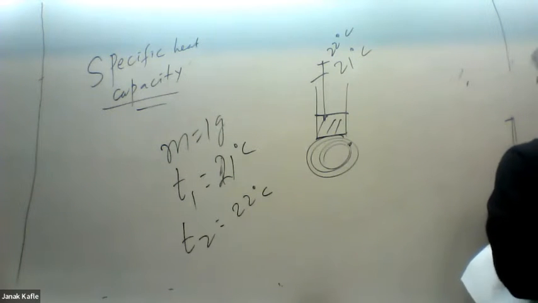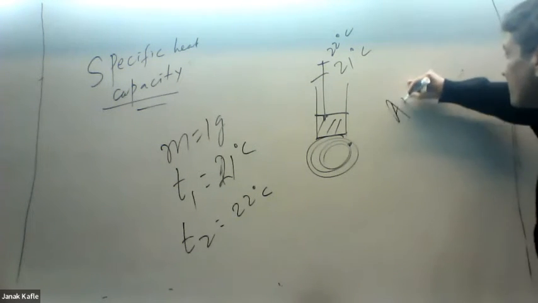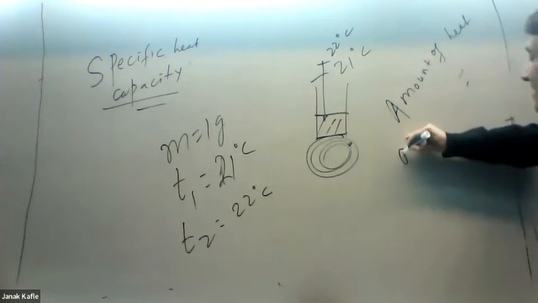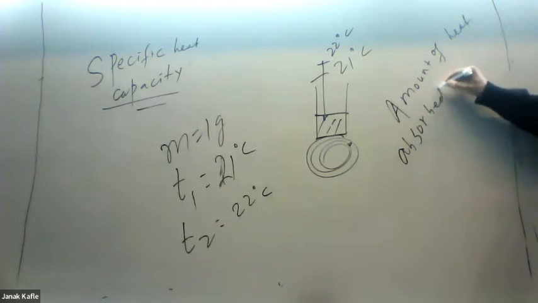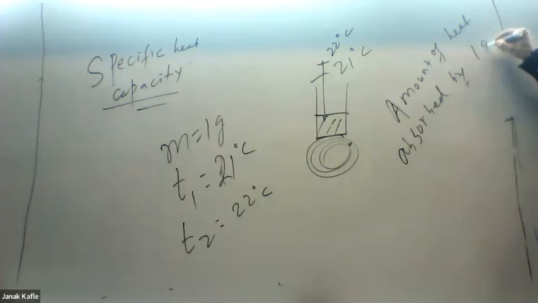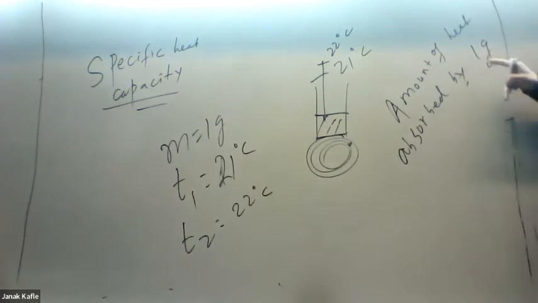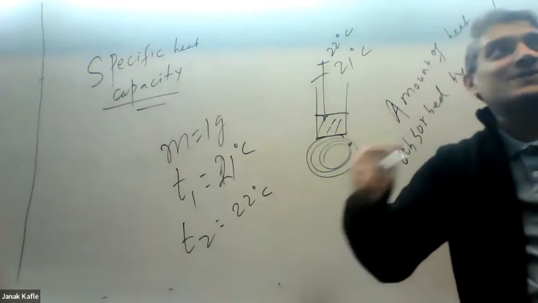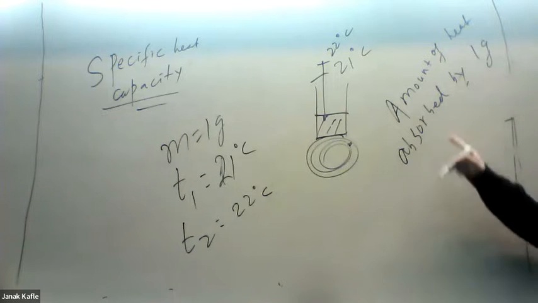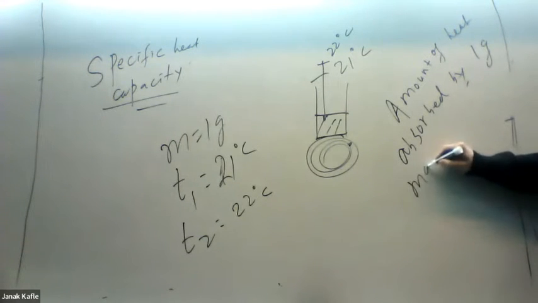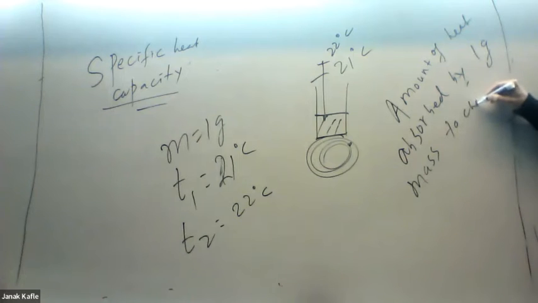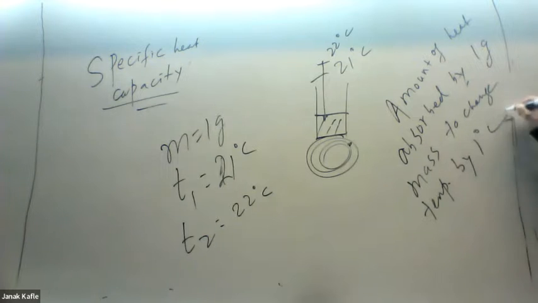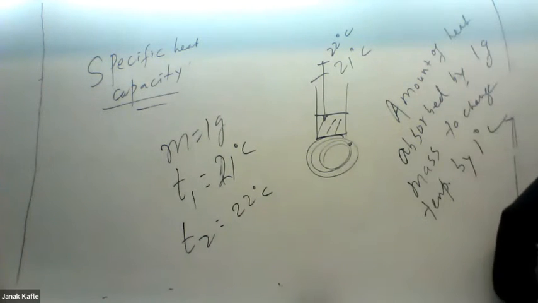And how much heat is absorbed in this process? That amount of heat is called specific heat capacity. Make sense? So basically, it's the amount of heat absorbed by how much? 1 gram. I just put 1 gram of water there, right? 1 gram of material to change the temperature from 21 to 22, just 1 degree centigrade, right? The amount of heat absorbed by 1 gram of mass to change temperature by 1 degree centigrade from 21 to 22. Everybody got that? So 1, 1, 1.